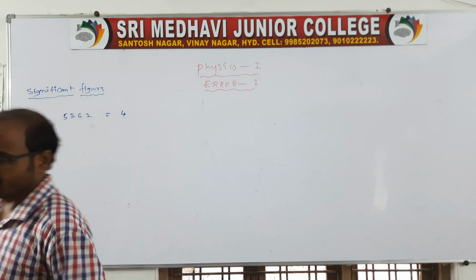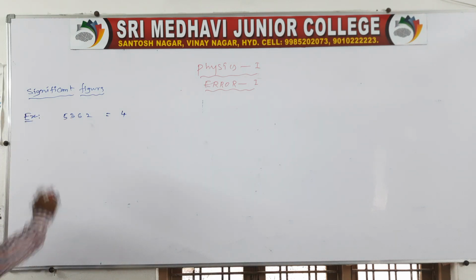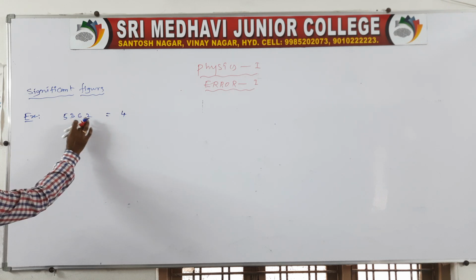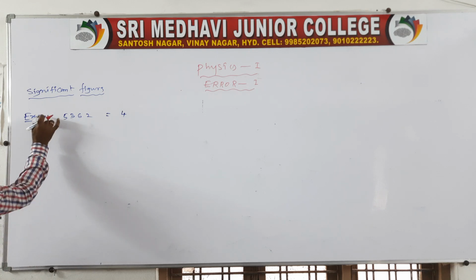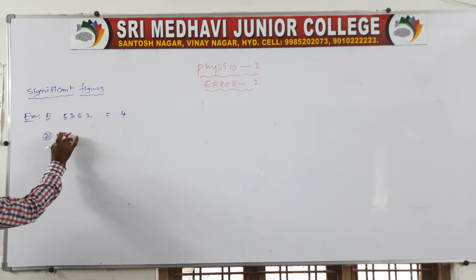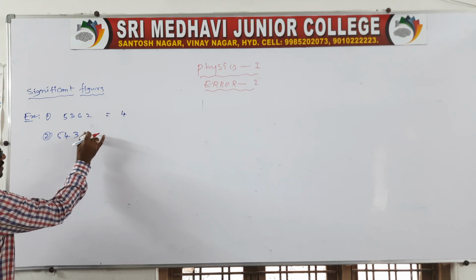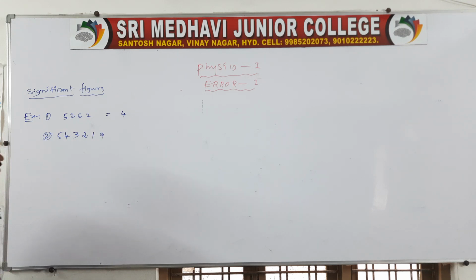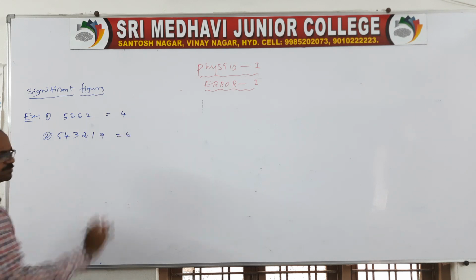Suppose there is one measurement given. The measurement is 5362. How many numbers are there? You count simply 1, 2, 3, 4. These are significant numbers. Take another one: suppose 5, 4, 3, 2, 1, 9. It is another measurement. Again you count like this: 1, 2, 3, 4, 5, 6 significant numbers.